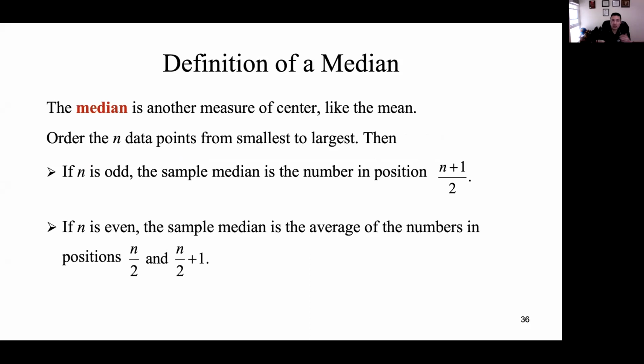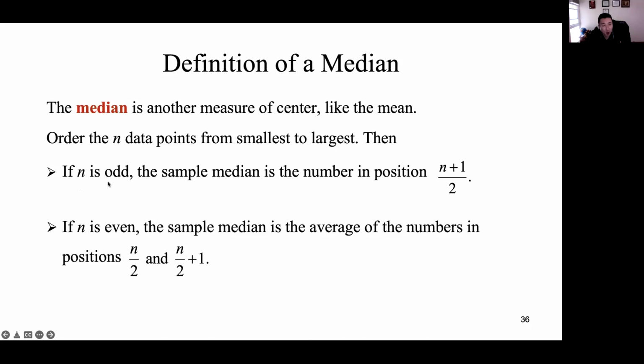So we discussed how to calculate the sample mean. Median is another measurement of the center of the sample. It is similar to the mean, but not exactly the same. To calculate the median, it is a little bit more complicated, but it's not too hard. First, we need to order the n data points from smallest to largest. So we arrange the data set from small to large, and then look at the sample size n.